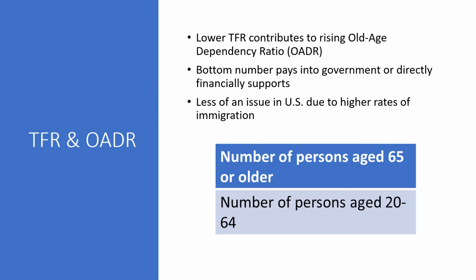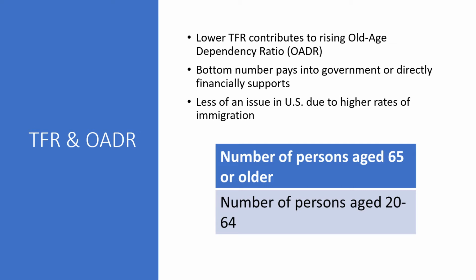So the interesting thing about the total fertility rate, or TFR, is that a lower total fertility rate in a country contributes to a rising OADR, or the old age dependency ratio. And you can see that depicted there. That's the number of persons ages 65 or older, basically divided by the working population, people ages 20 to 64. And so the bottom number is, in effect, paying into government taxes that go to Social Security, or paying into retirement funds or Medicare, or maybe even just directly supporting taking care of their family members.